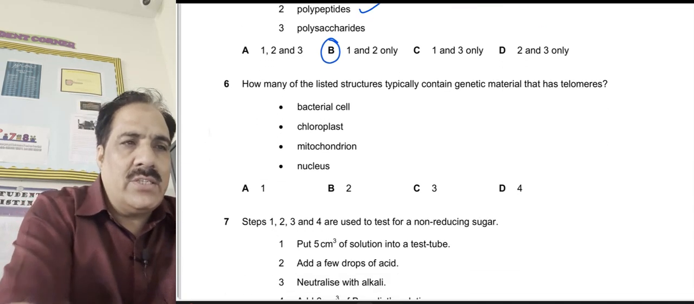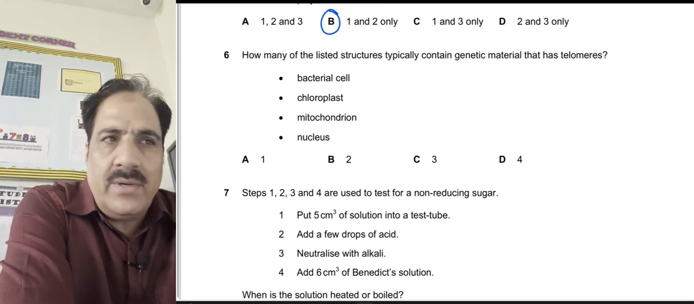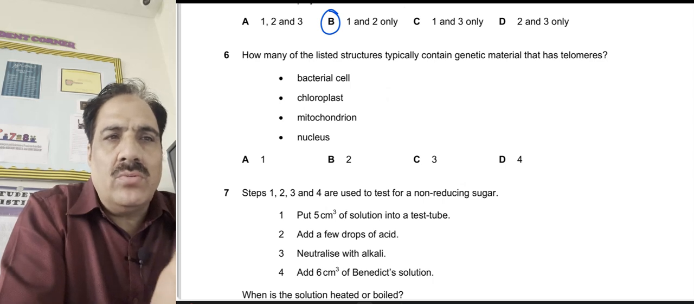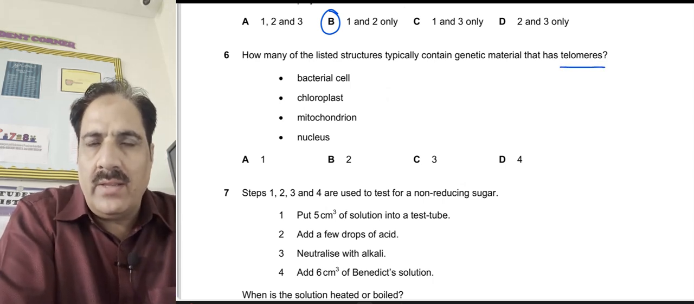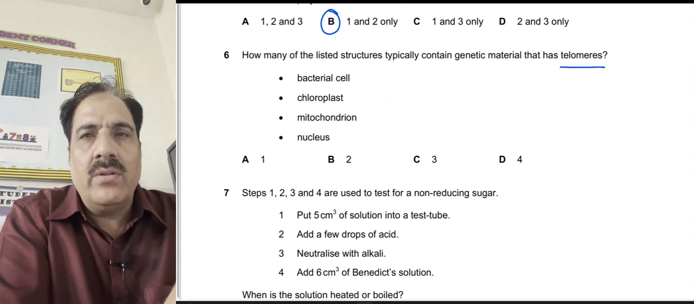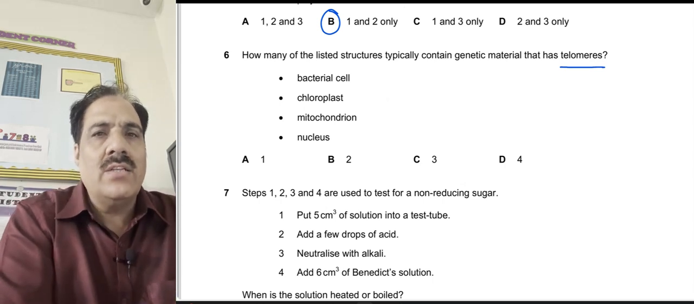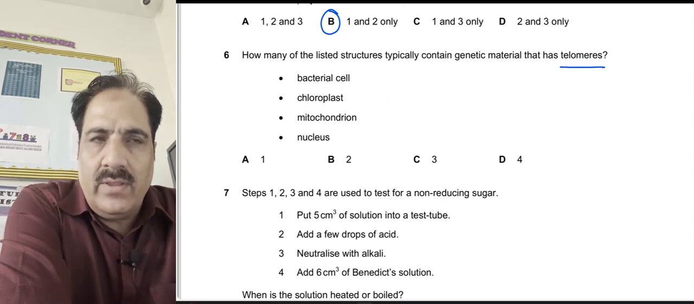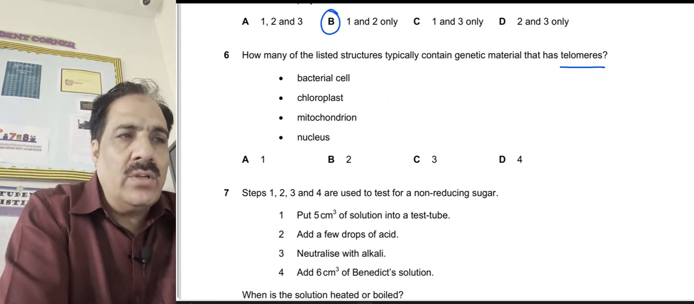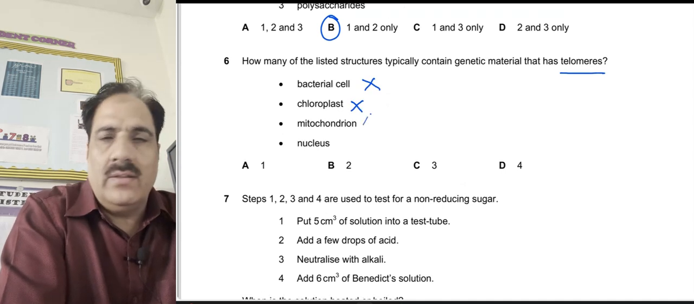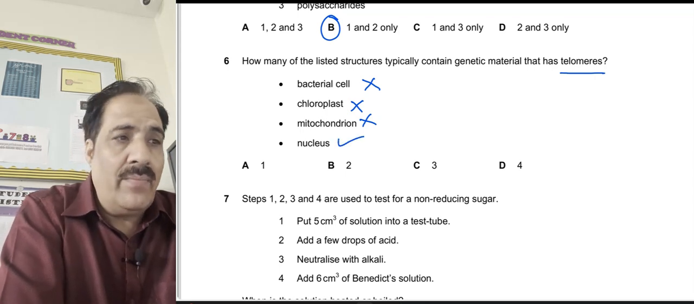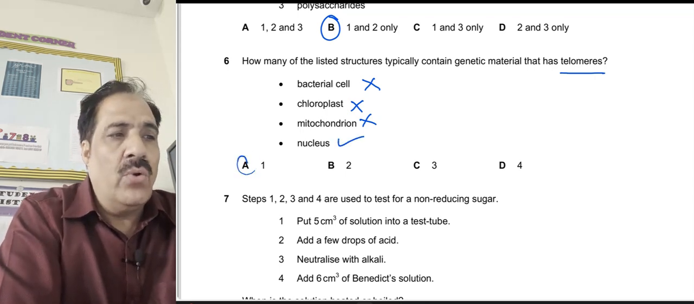How many of the listed structures typically contain genetic material that has telomeres? Telomeres are present in the chromosomes, and especially they have a role to play in cell division, mitosis, to prevent the loss of the ends. So those cells that undergo mitosis will obviously have telomeres with the DNA. Bacterial cells, they don't undergo mitosis. Chloroplast, no. Mitochondria, they don't have the mitosis. Yes, nucleus is the one which contains chromosomes inside it. So it is just one structure, nucleus.